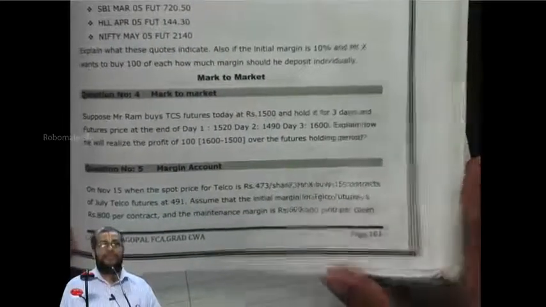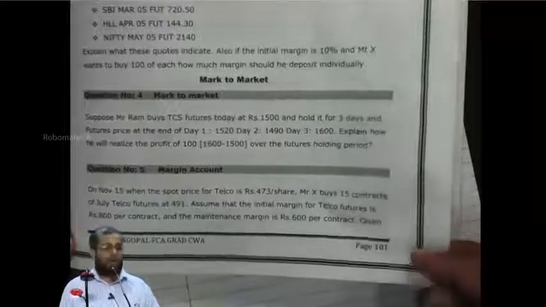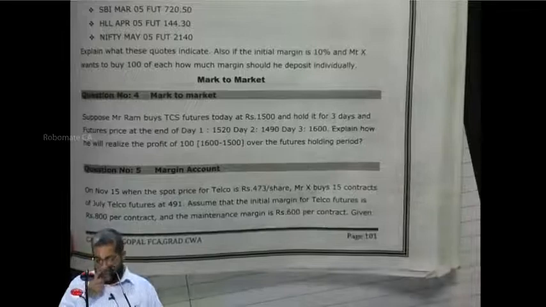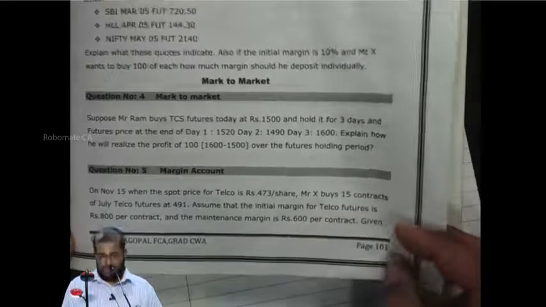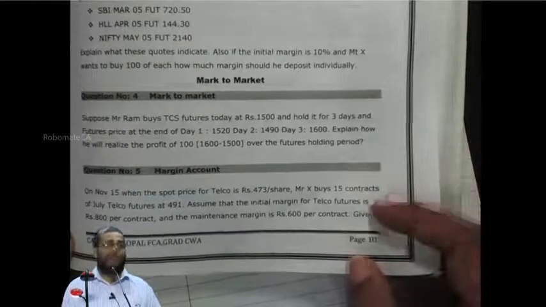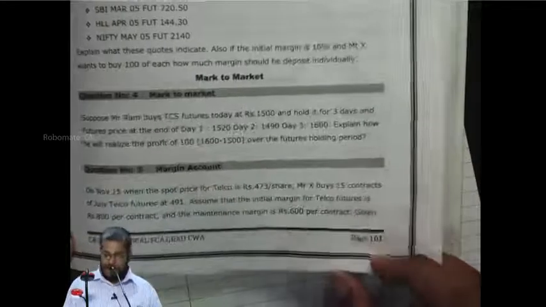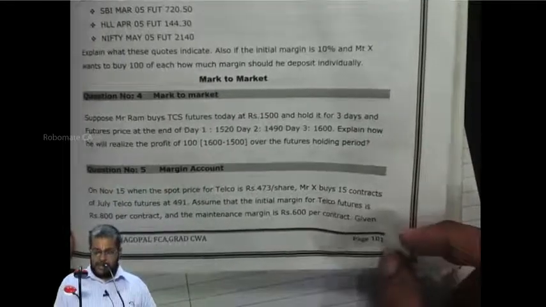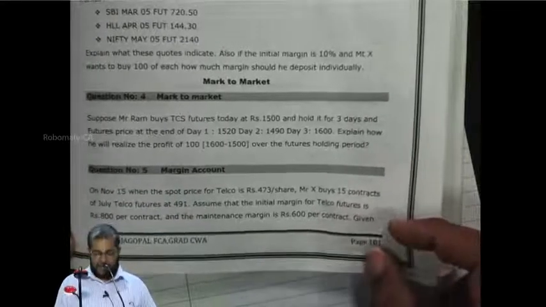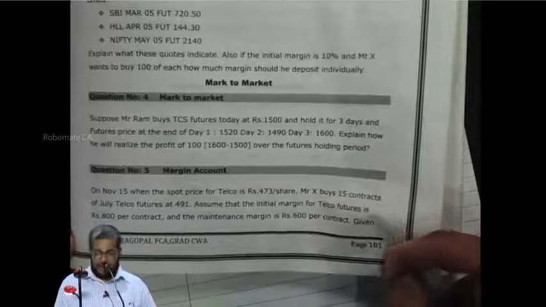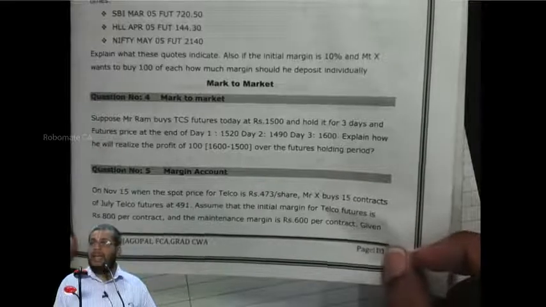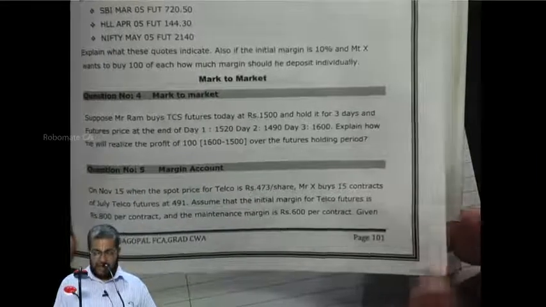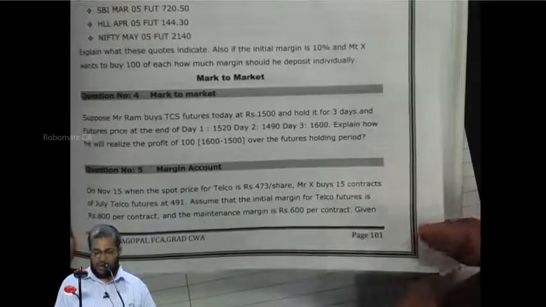On November 15, page number 101, taken the problem or not? Now, on November 15, when the spot price for telco was 473 per share. Old problem, don't look at the share price today. Spot price of telco was 473 per share. Mr. X buys 15 contracts of July telco futures at 491. Assume that initial margin for telco futures is 800 per contract and the maintenance margin is 600 per contract.